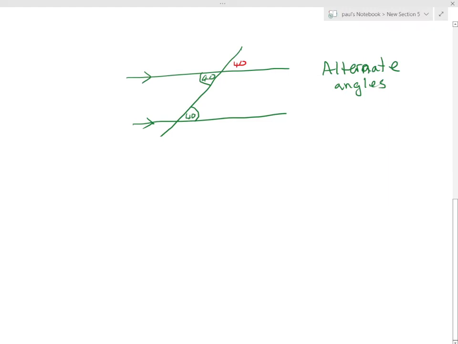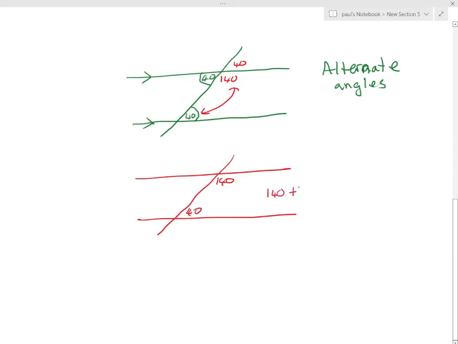Now the straight line said that this one was 140, and look at these two angles here, they add to 180. This one and this one. And 140 plus 40 equals 180. And they are called allied angles.